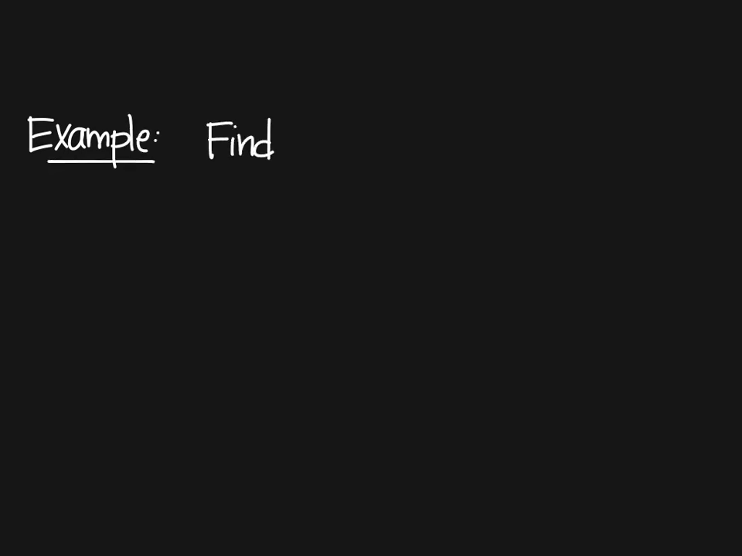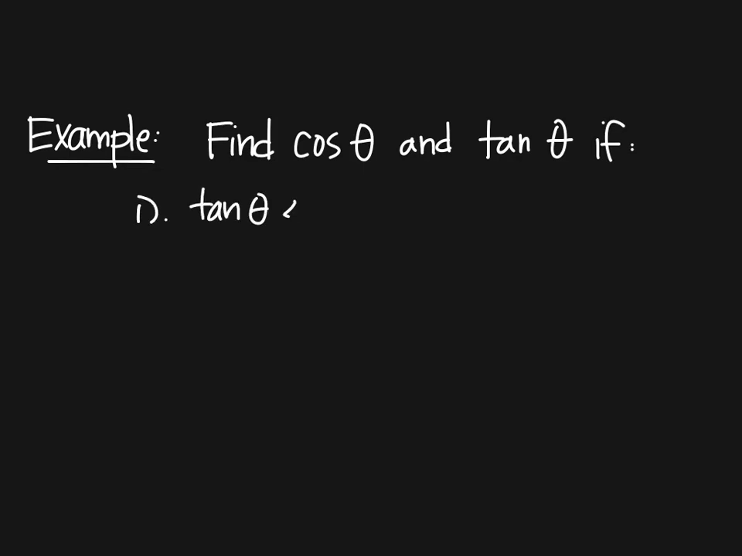All right, find cosine theta and tan theta if, and then you're going to be given some clues. So find cosine theta, which is going to be adjacent over hypotenuse, and tan theta, which will be opposite over adjacent, if, and then we're going to be given two pieces of information. Number one, tan theta less than 0.